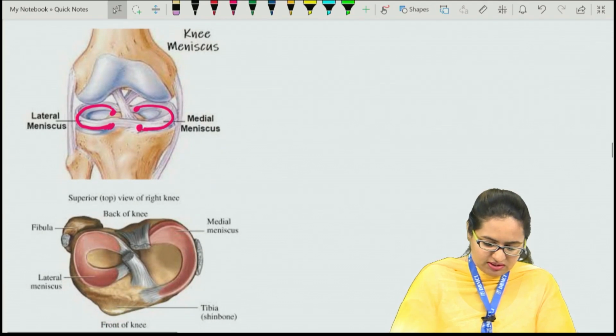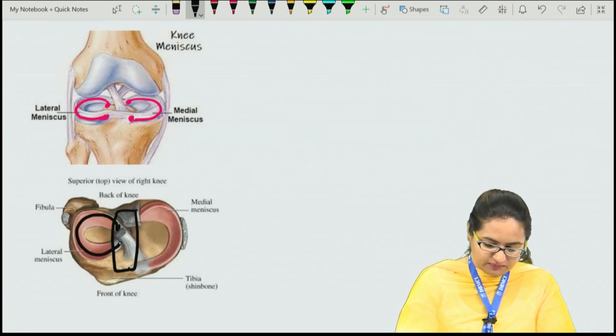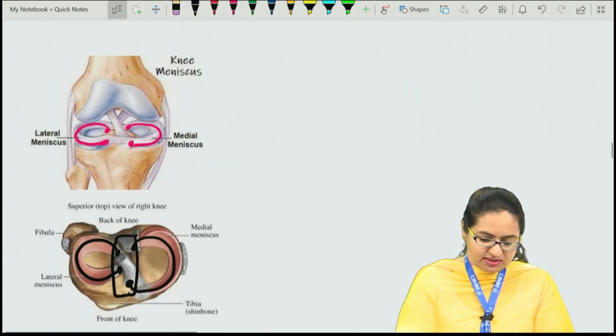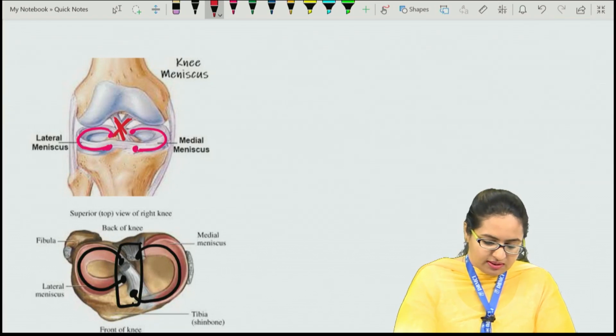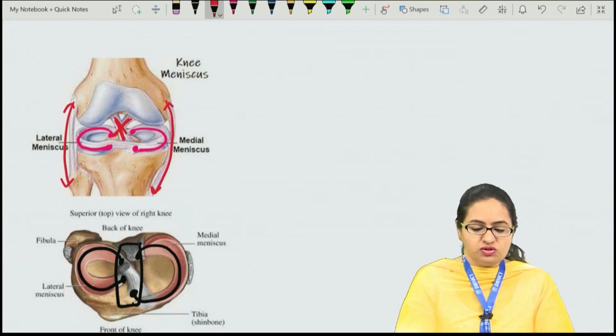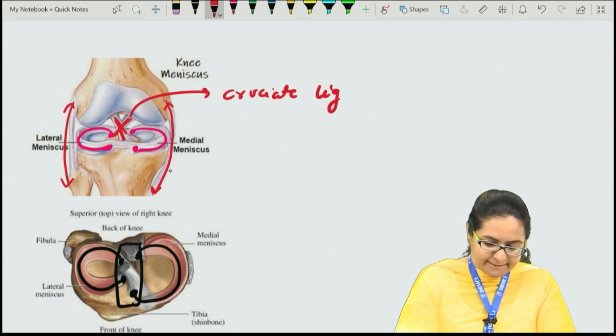In the next picture we can see the attachment to the intercondylar area of the tibia. Both horns of the medial and lateral meniscus are attached here, and these 2 menisci are intracapsular. Apart from this, we can also see the cruciate ligaments, which are intracapsular. Then the extracapsular ligaments on the outer side are the medial collateral and the lateral collateral ligament. This is the cruciate ligament. Over here, this is the medial or tibial collateral ligament.